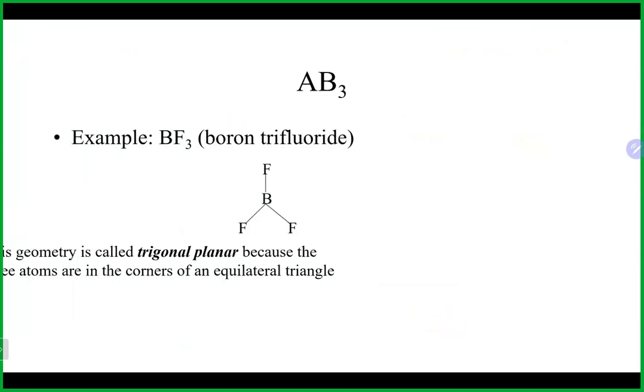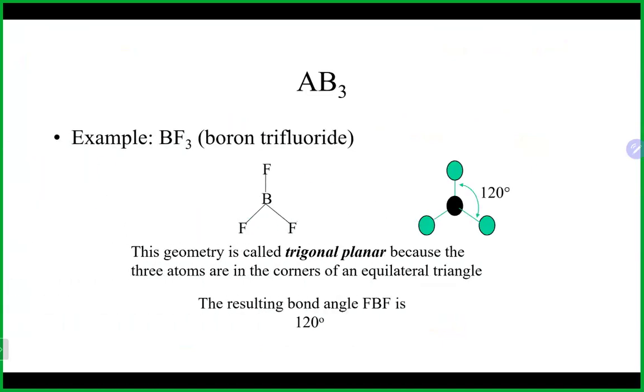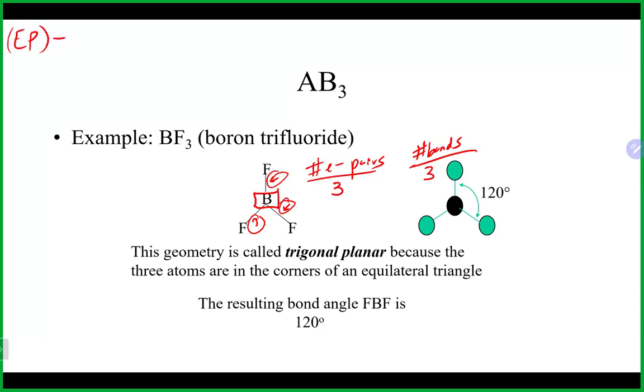All right, the next sort of geometry will be something like this, also an incomplete octet. And this is, when we look at it, number of electron pairs, which once again is the central atom we're looking at. So that is 1, 2, and 3 electron pairs. The number of bonds in this case, 1, 2, and 3.